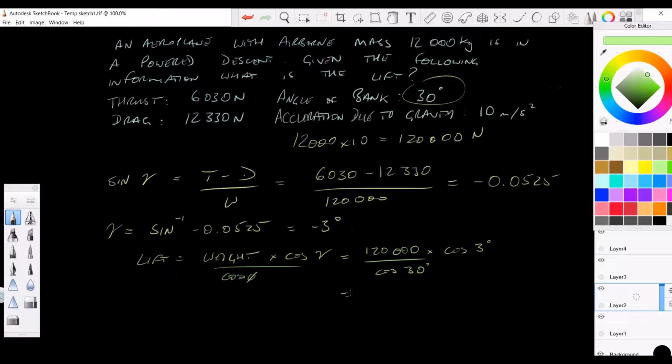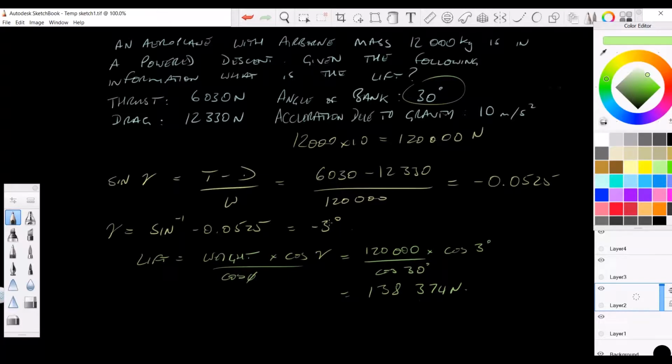Be careful with your bracketing on some of these calculators. If you're going to do it all in one, be careful with bracketing so you don't divide the cos 3 by cos of 30 instead of dividing the whole thing by cos of 30. And the answer I get there is 138,374 newtons. And that's the closest answer we can really get to this. I would say, the correct answer.